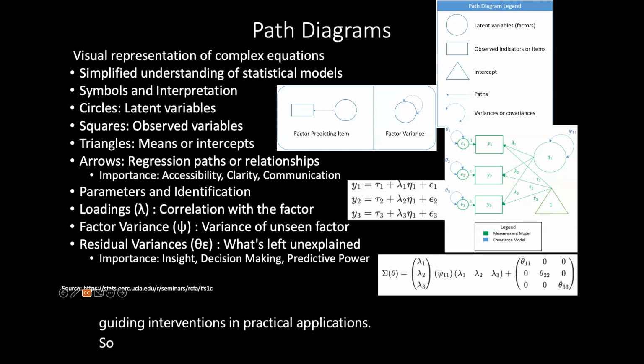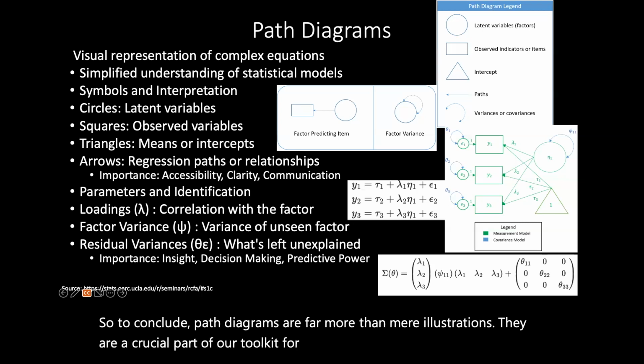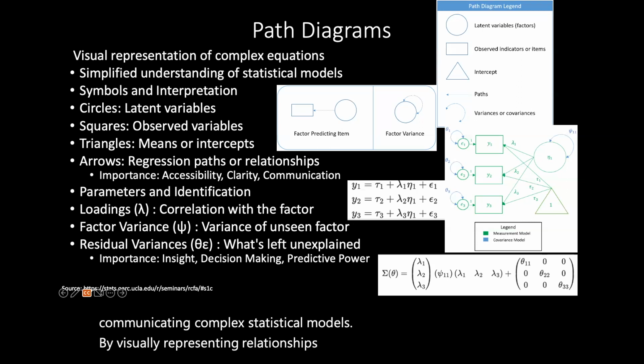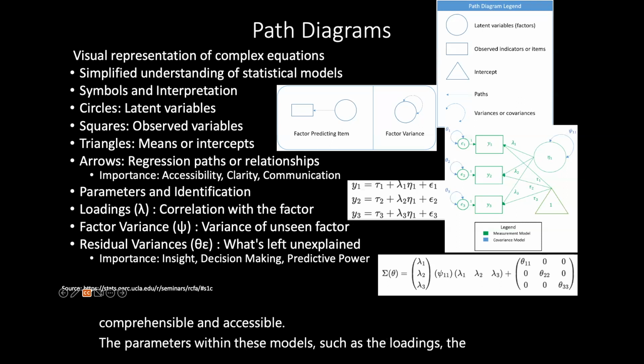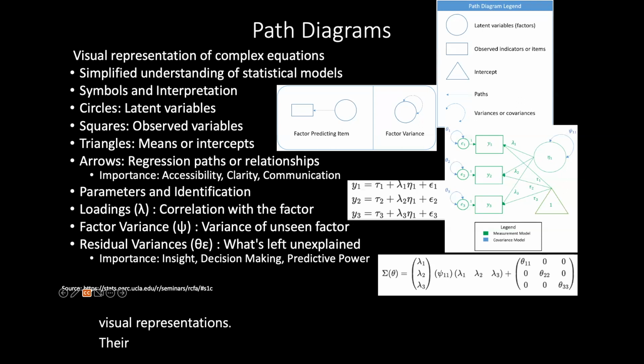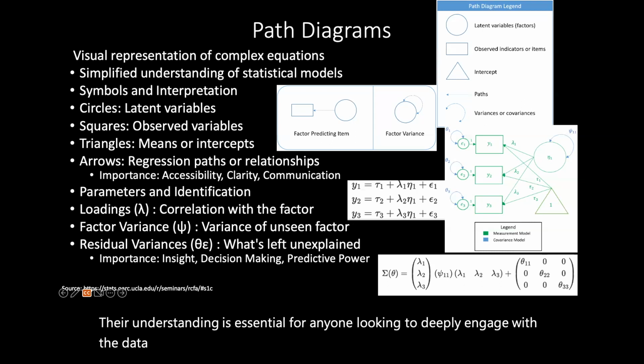So to conclude, path diagrams are far more than mere illustrations. They are a crucial part of our toolkit for understanding, interpreting, and communicating complex statistical models. By visually representing relationships, they make intricate structures comprehensible and accessible. The parameters within these models, such as the loadings, the factor variance, and residual variances, provide the numerical backbone to these visual representations. Their understanding is essential for anyone looking to deeply engage with the data and extract meaningful insights.